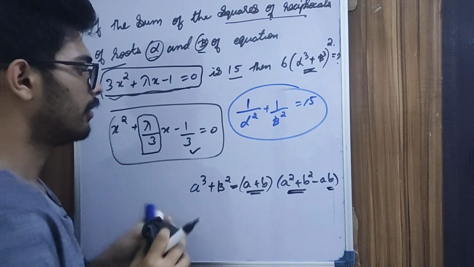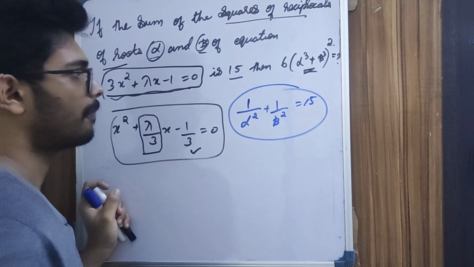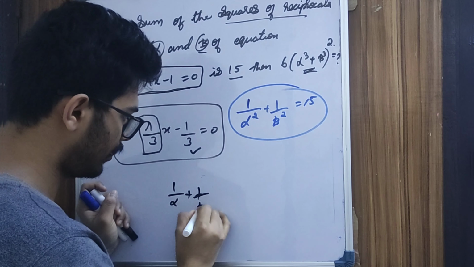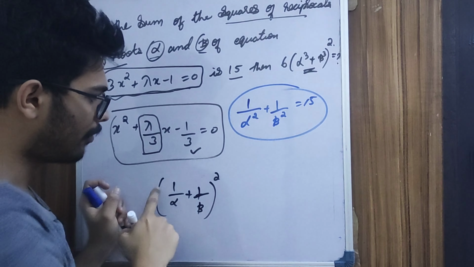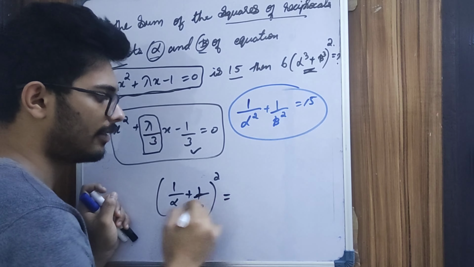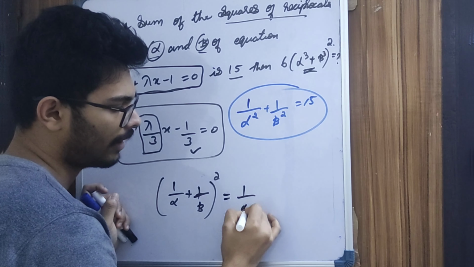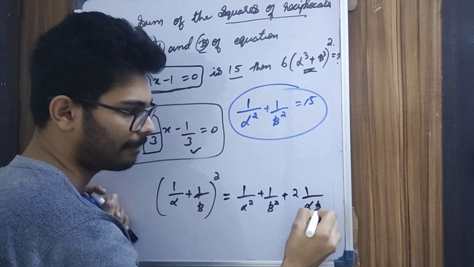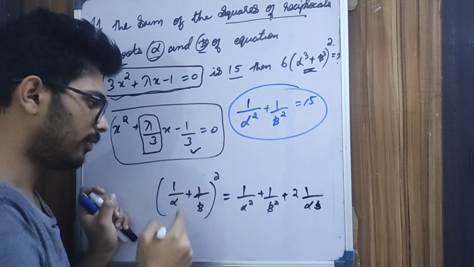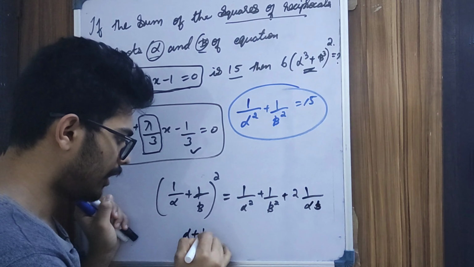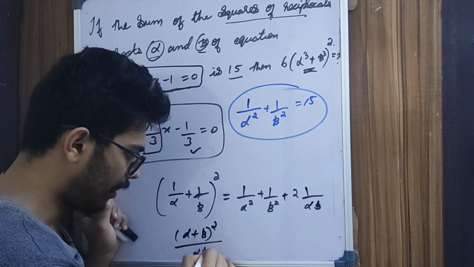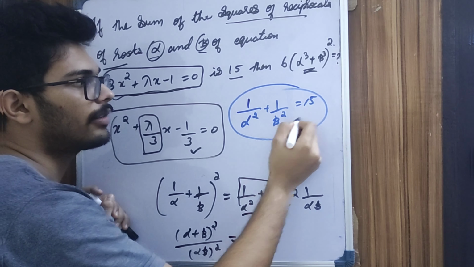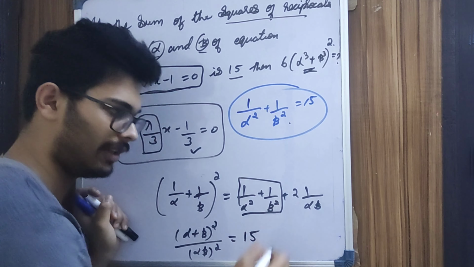So we can check how we can find alpha plus beta. Now I am considering (1 by alpha plus 1 by beta) the whole square. We can expand it as (a plus b) the whole square, which is equal to a square plus b square plus 2ab, that is, 1 by alpha square plus 1 by beta square plus 2 into 1 by alpha beta. The left side, after cross multiplying, is (alpha plus beta) the whole square divided by (alpha beta) the whole square, and 1 by alpha square plus 1 by beta square is given in the question as 15. So we can substitute 15 here.